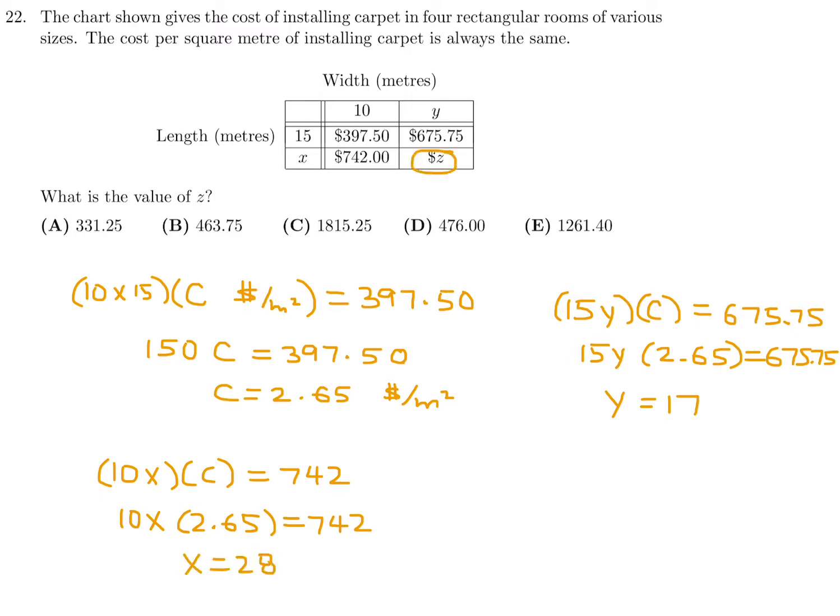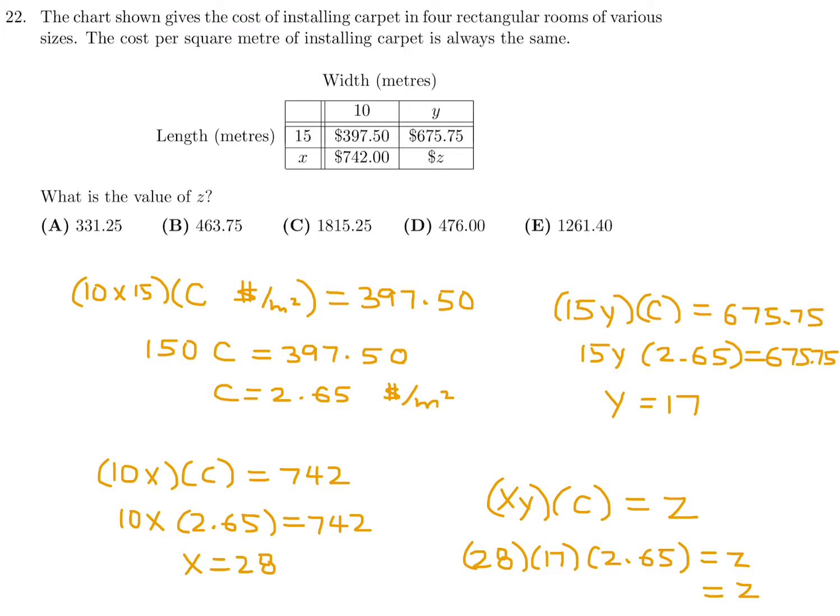And now finally we can approach these numbers right here. That one basically says that XY, which will be the dimensions, length and width, times C, cost, is equal to Z. Well, X is 28, Y is 17, C is 2.65. And that will allow us to solve for Z. And when you multiply those out, you get 1261.40. And therefore, number 22, the answer is E.